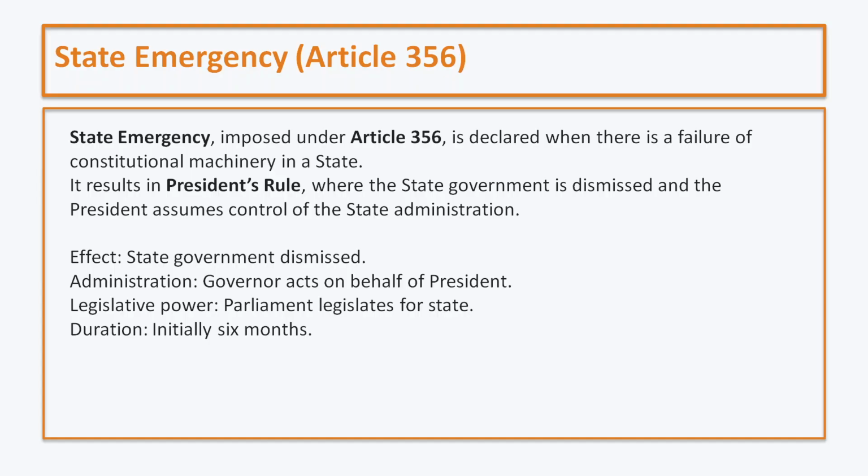Now let us look at what is written on the slide. State emergency is imposed under Article 356 of the Constitution. It arises due to the failure of the constitutional machinery in a state. It is also known as President's Rule. Under this, the President takes over the administration of the state. If you remember these points clearly, you can answer any question on state emergency confidently.